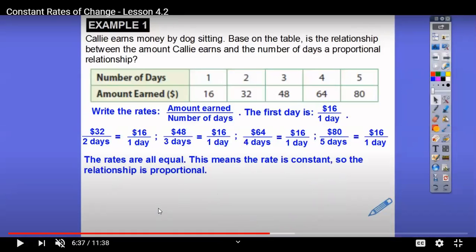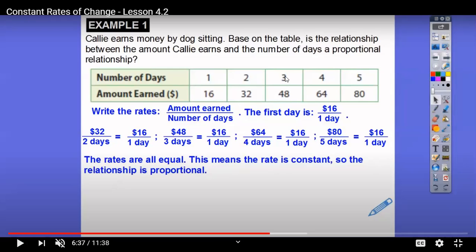So write the rates, and remember that a rate is a comparison. It is a ratio between two different quantities with different units. So we have the amount earned in dollars per the number of days. So it's $16 per 1 day. What about $32 for 2 days? 32 over 2 days will be $16 per day.